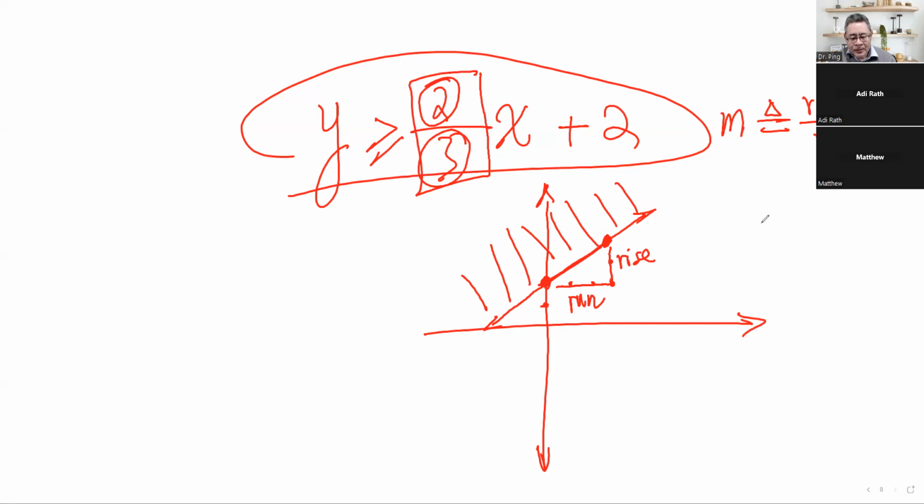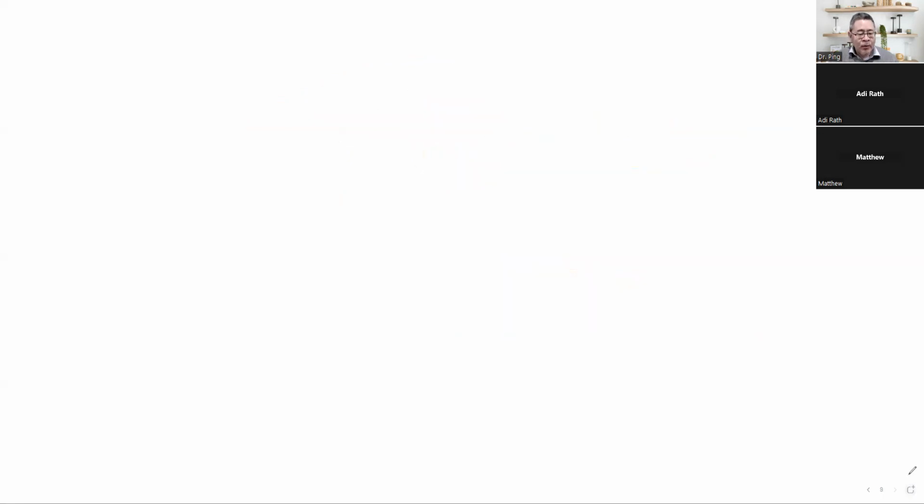Yeah, but how did you know to go up 2 first, though? Well, because this is a 2 here. The bottom is the run, which is 3, the top is 2, so the rise is 2. And it's positive, so we go up. But the 2 does two things? Different. This 2 is the y-intercept, so that tells us where to start. This 2 tells us the rise. Yep, that makes sense.